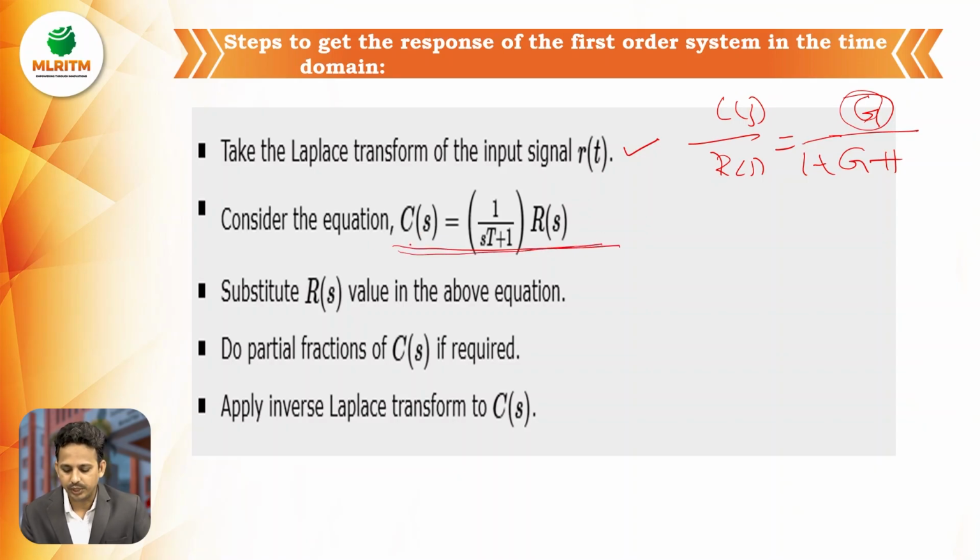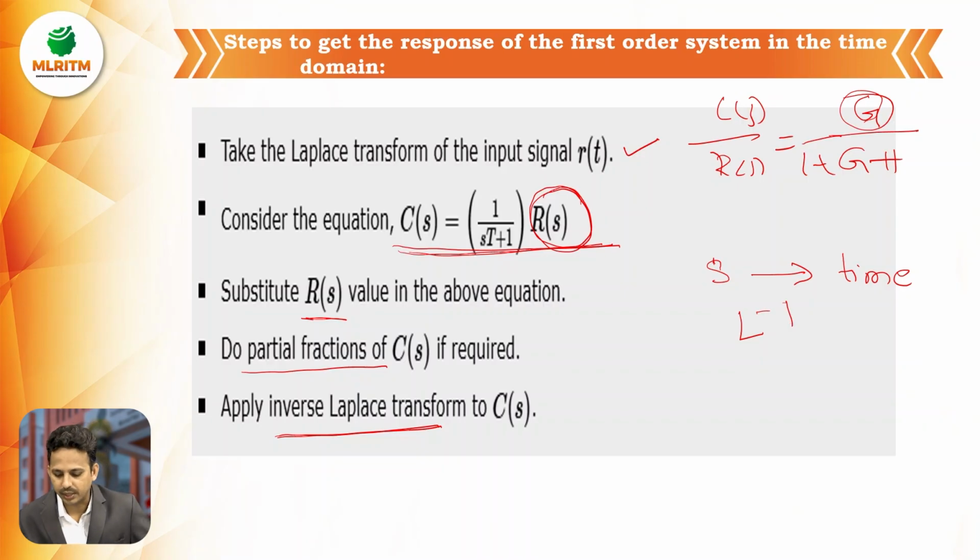It is the output equation. Now you substitute the value of R of s, the input signal. After that, you have to do some mathematical operation like partial fraction, and then you apply the inverse Laplace transform. Why do we apply the inverse Laplace transform? To convert from the frequency domain, or s domain, to the time domain. We have to perform the inverse Laplace transform operation, right?